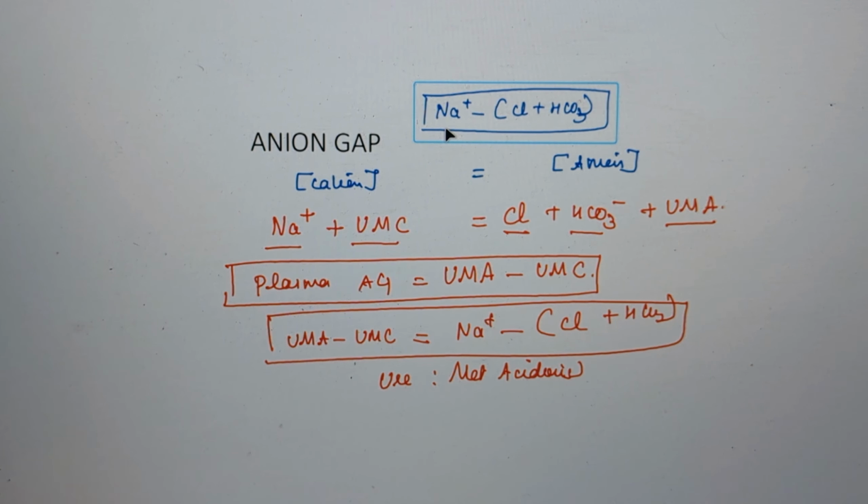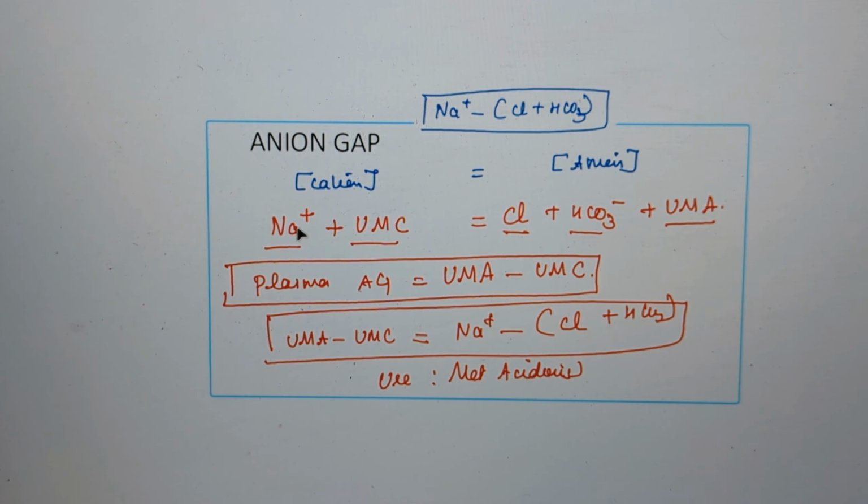Sodium is the major plasma cation. Potassium is present in much smaller amounts, around 3.5 milliequivalent per liter, compared to 135 milliequivalent per liter of sodium. So, potassium is often considered negligible in the calculation. The major plasma anions are chloride and bicarbonate. Thus, sodium plus unmeasured cations equals the chloride plus bicarbonate plus unmeasured anions.